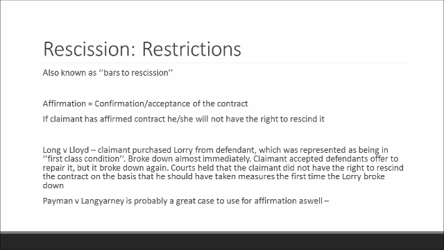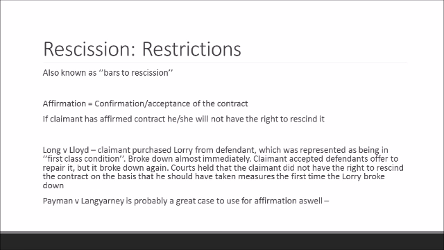In Peyman and Lanjani, which is actually spelled wrong on the slide, the claimant was aware that he had been defrauded. The claimant was aware that the defendant he was contracting with had committed fraudulent misrepresentation. However, the claimant was not aware of his legal rights. And then eventually he contacted his solicitor, and it was held that not knowing what your legal rights are, not knowing that you have the right to rescind, should not prevent the party from being able to rescind.